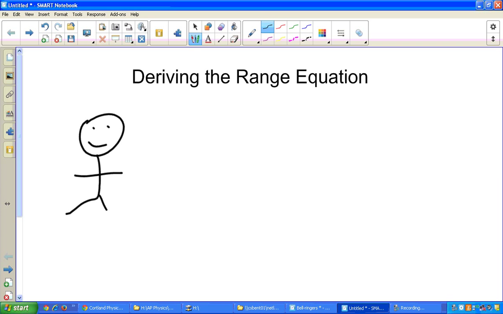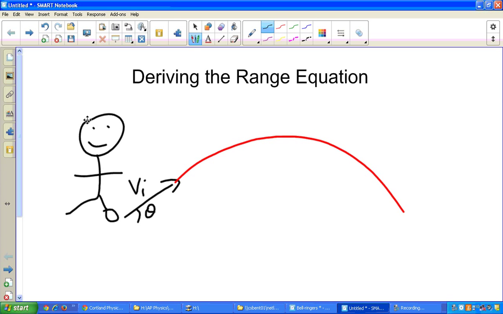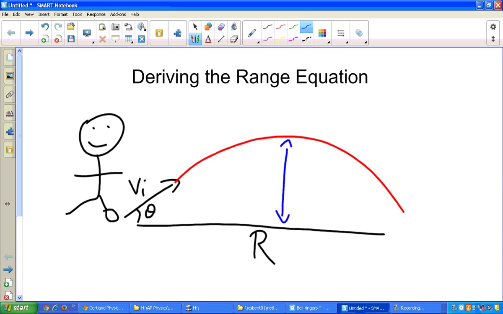So here is me kicking a ball. I'm going to give it an initial velocity, we'll call it VI, kicked at an angle theta. The ball is going to travel up and down through the air. And what we're interested in is finding the range, how far it travels, and along the way we'll also find the maximum height it obtains, and we'll need the time it's in the air.